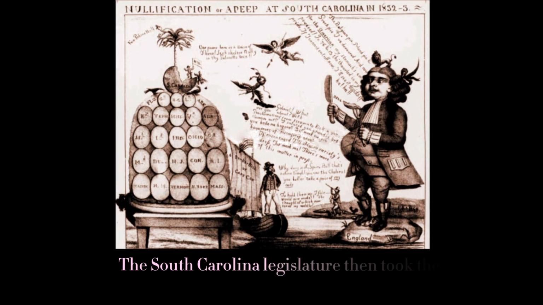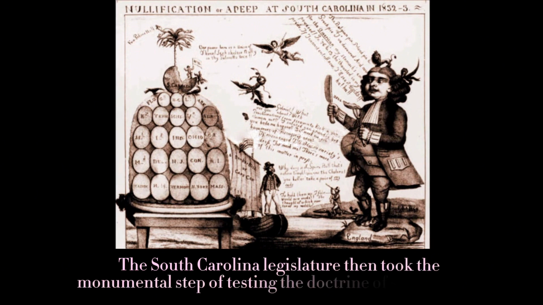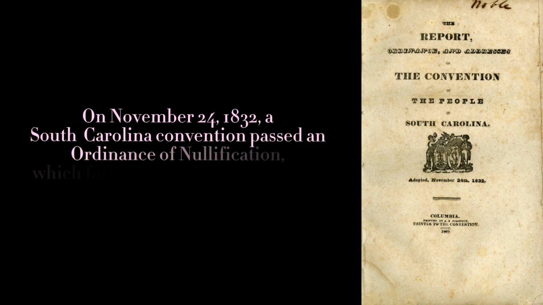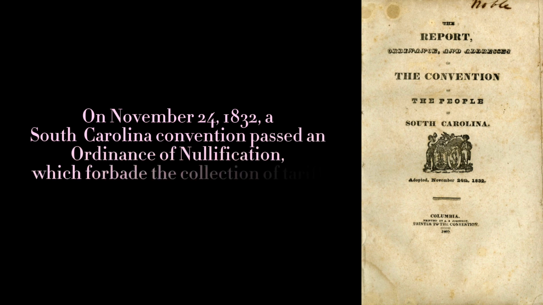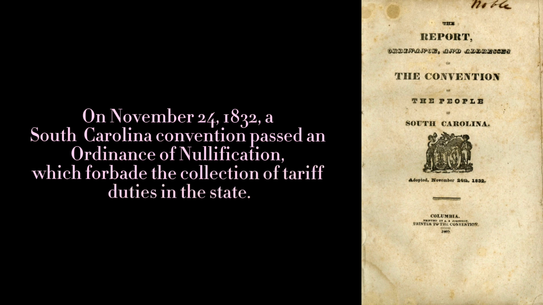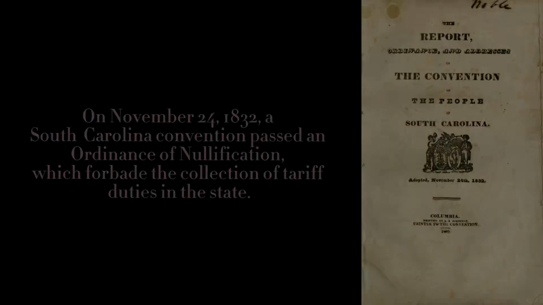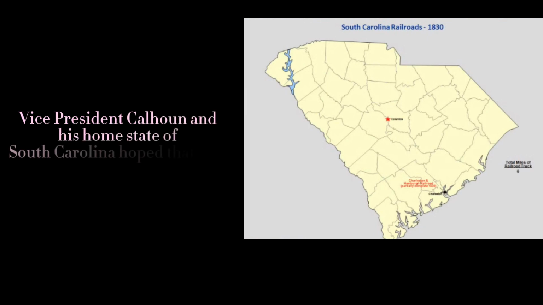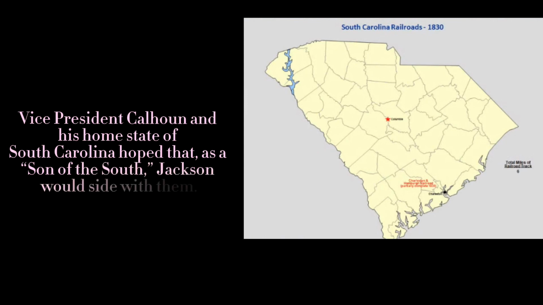The South Carolina legislature then took the monumental step of testing the doctrine of states' rights. On November 24, 1832, a South Carolina convention passed an ordinance of nullification, which forbade the collection of tariff duties in the state. Vice President Calhoun and his home state of South Carolina hoped that, as a son of the South, Jackson would side with them.